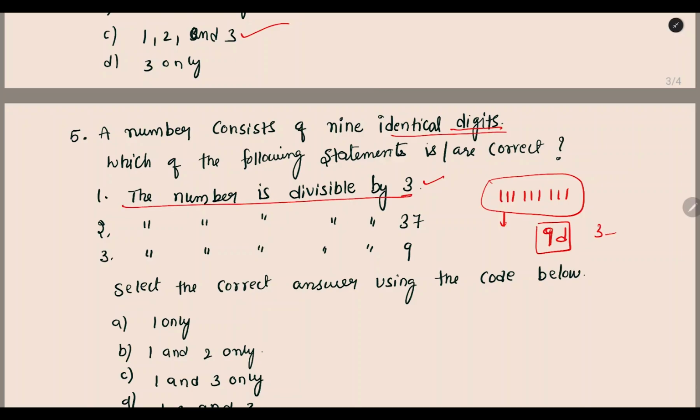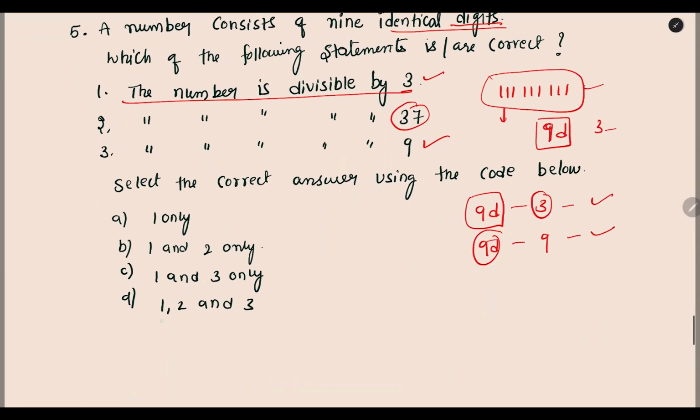I hope you are getting the things clearly. And in the same way, it is divisible by 37. Yes, it is identical and it has to be divisible by 37. Since the digit sum is 9, it is divisible by 9 also. So it is also correct. So the correct answer is 1, 2 and 3. I hope you are getting my point.